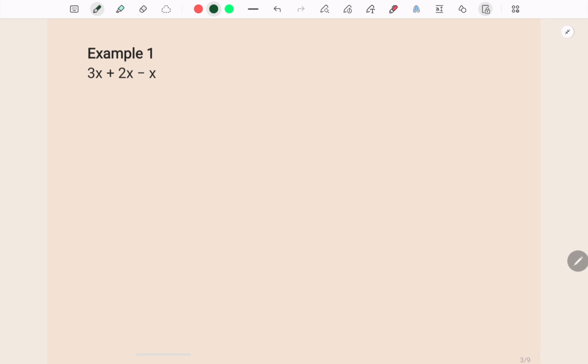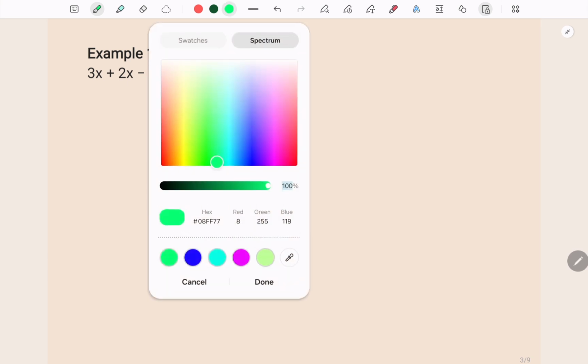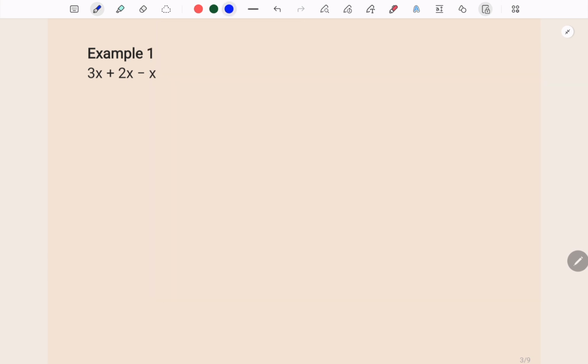Let's move to our first example. The expression that has been given is 3x plus 2x minus x, and we need to simplify this expression. If we look closely, we can find that all the terms here contain the same variable x raised to the power 1. So these are like terms and they can be combined. So there is nothing that we need to do here. We can just add them up or subtract according to their sign.